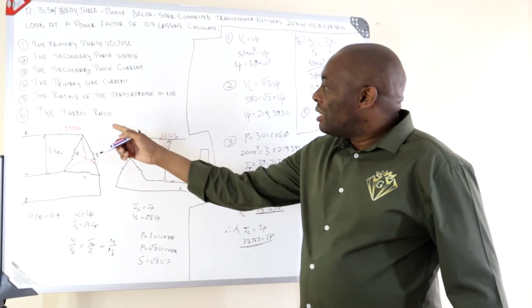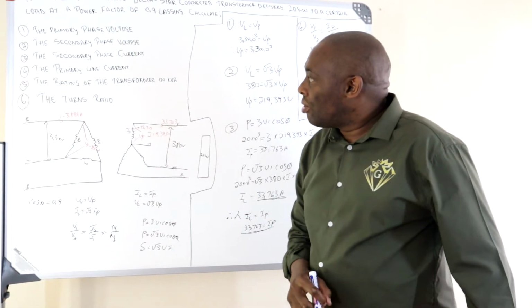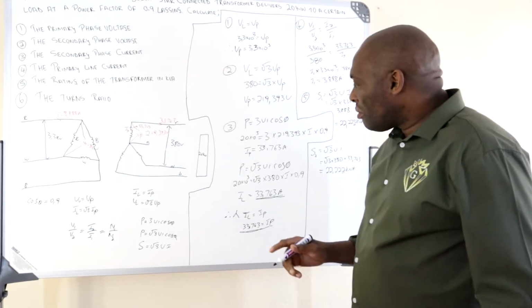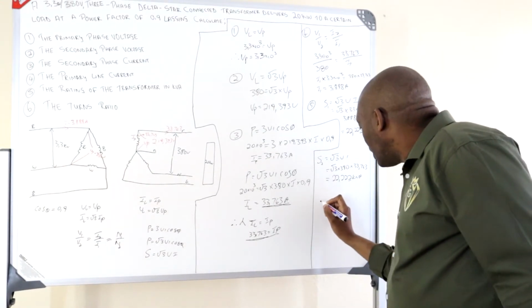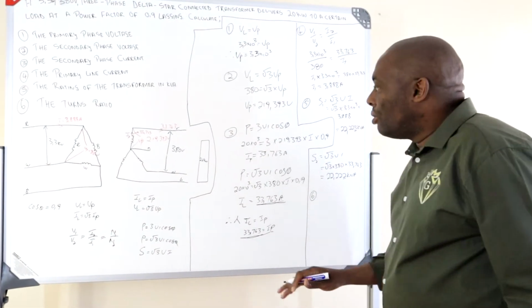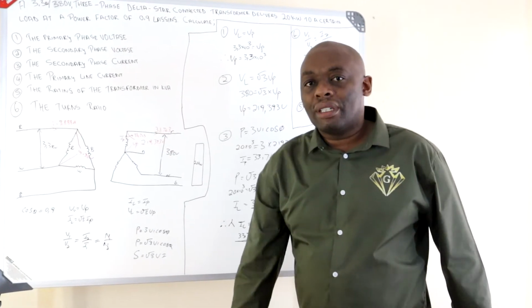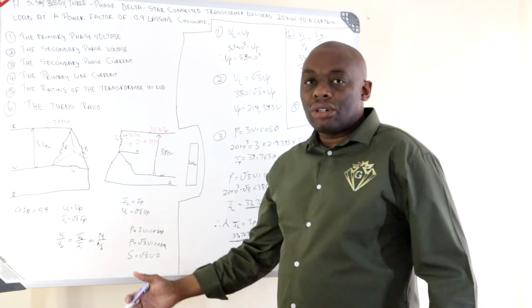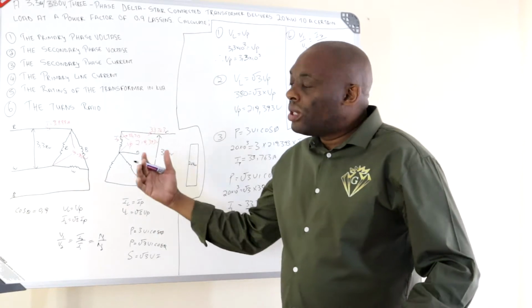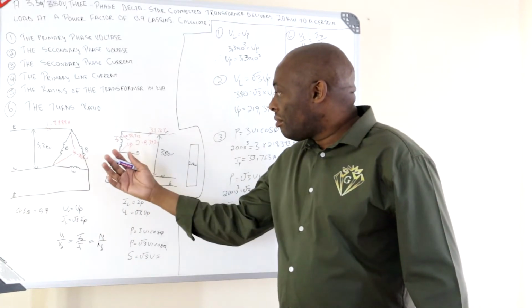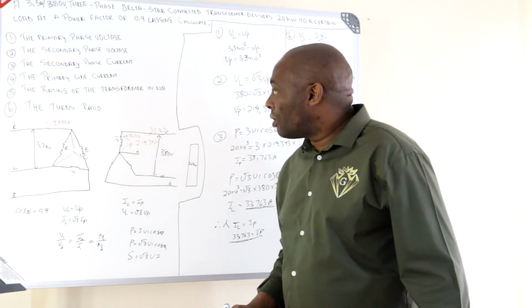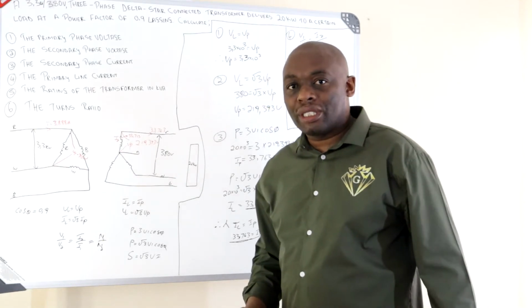The next question wants the turns ratio of the transformer, your N1 and your N2. How do you get your N1 and your N2? You use the information that you have here. It's either you have your voltage or you have the current. So we'll use both and check if we get the same ratio.